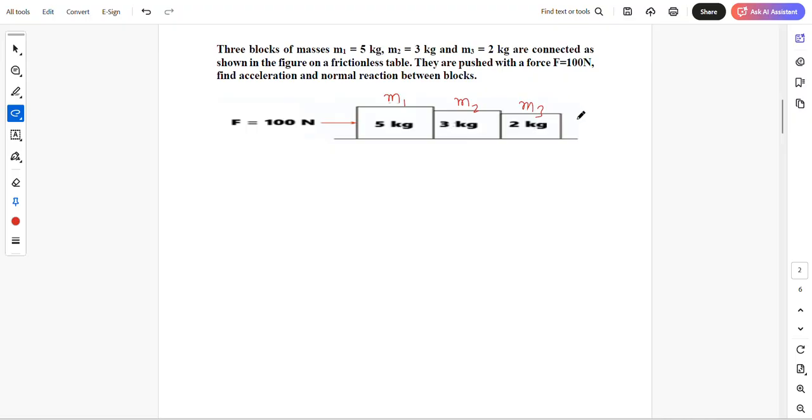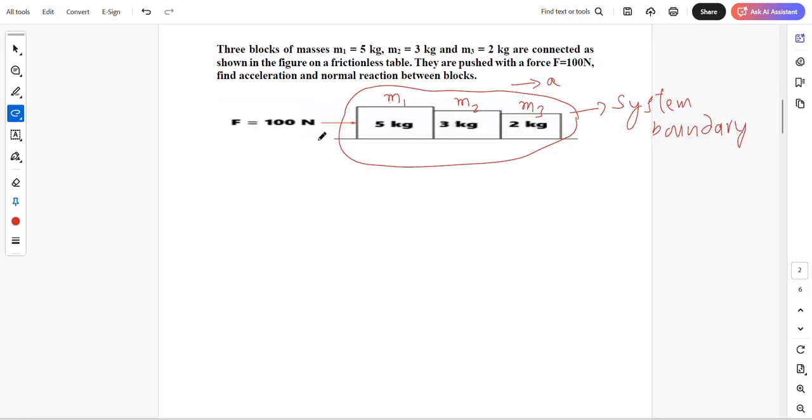To find the acceleration, I have to use the system boundary technique. This is the force, and the acceleration will be here. This is the system boundary. How to find the acceleration? Chalane wala, that is F. Rokne wala, nothing is there, because F and A are in the same direction. F minus 0, rokne wala is nothing, is equal to mass into acceleration.